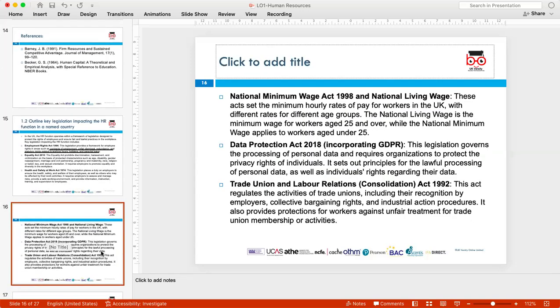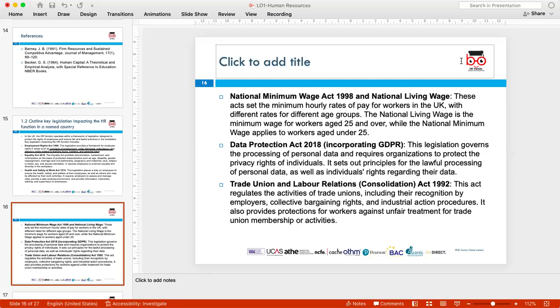National Minimum Wage Act 1998 and National Living Wage. These acts set the minimum hourly rates of pay for workers in the UK with different rates for different age groups. The National Living Wage is a minimum wage for workers aged 25 and over, while the National Minimum Wage applies to workers aged under 25. Data Protection Act 2018. This legislation governs the processing of personal data and requires organizations to protect the privacy rights of individuals. It sets out principles for the lawful processing of personal data as well as individuals' rights regarding their data.